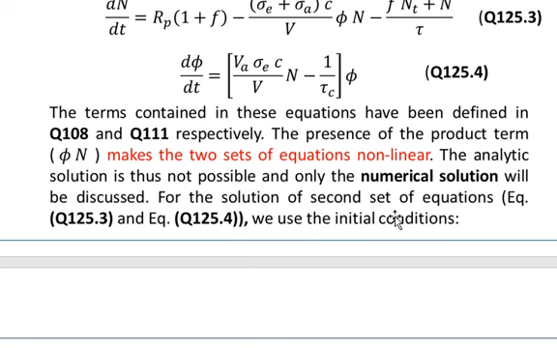For the solution of the second set of equations, that is equation number 3 and equation number 4, we use the initial conditions.